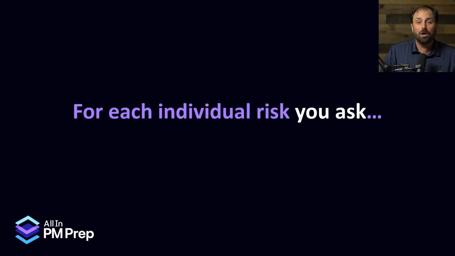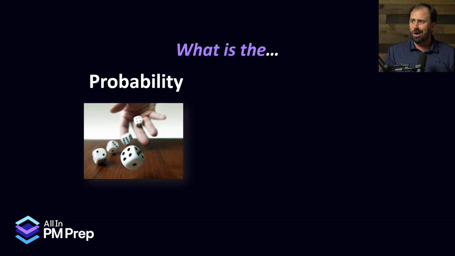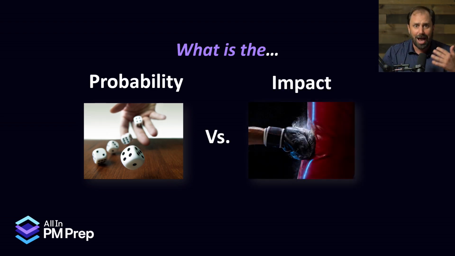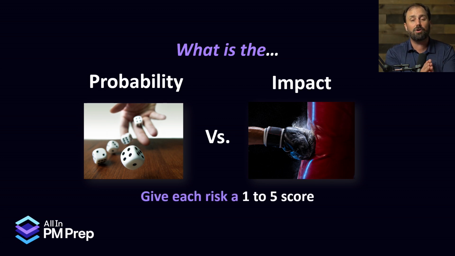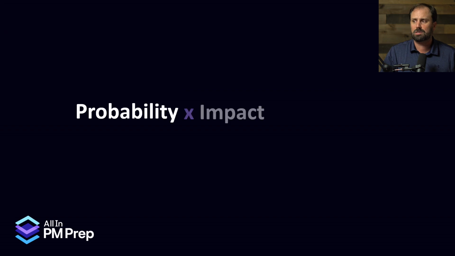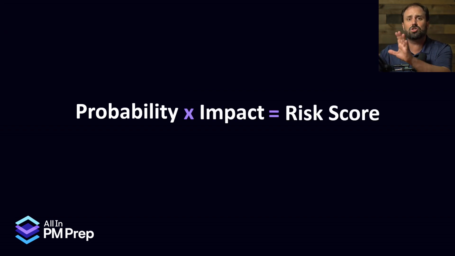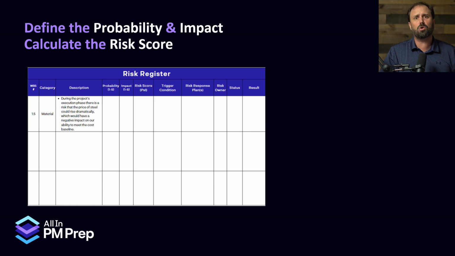Here we go. So for each individual risk, you are going to ask, what is the probability that it happens? And what's the impact? How high does it hurt if it actually arrives? So we're going to give ourselves, for each risk, a 1 through 5 score. Let me show you how it works. Now, the probability times the impact gives us a risk score. For every individual risk, we're going to get a risk score. Here's how it plays out.